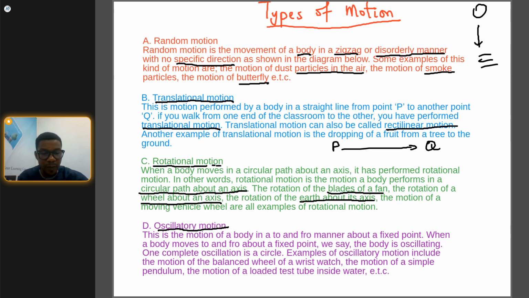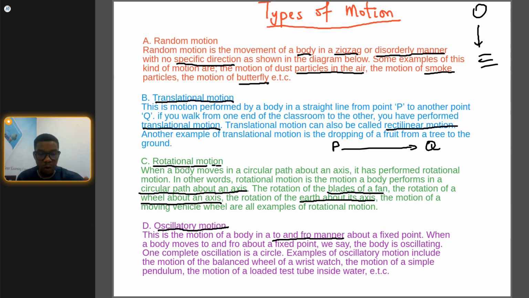Oscillatory motion. This is the motion of a body in a to and fro manner. Underline the key points: to and fro, about a fixed point. A to and fro manner about a fixed point.